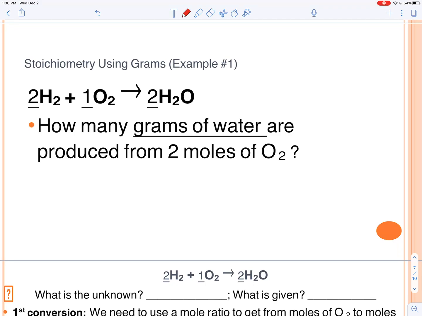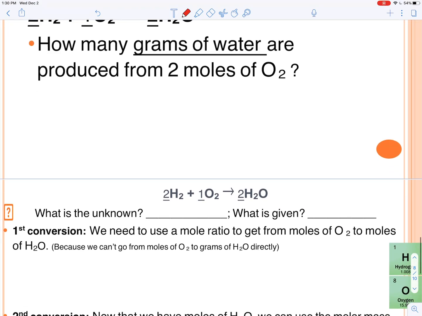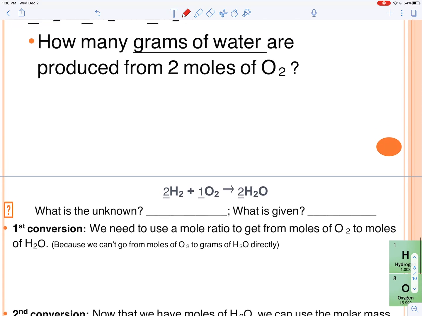Here, the question is not asking for moles, but it's asking for grams. So now we're gonna do a slightly more complicated one. It's gonna require one more step. How many grams of water are produced from 2 moles of oxygen? So here I've got my chemical equation. So this is gonna take a few steps.